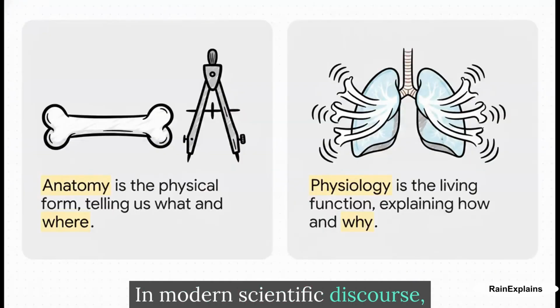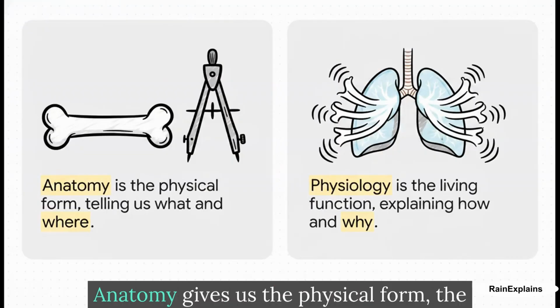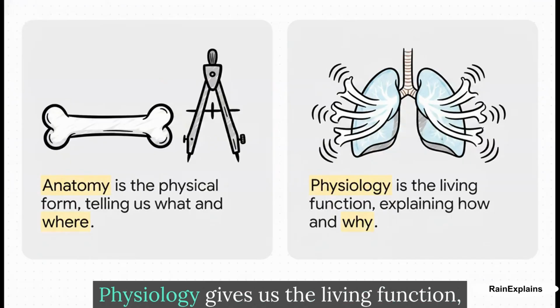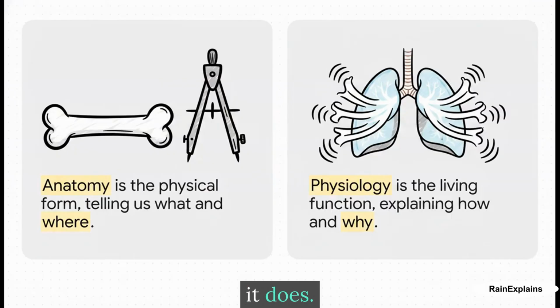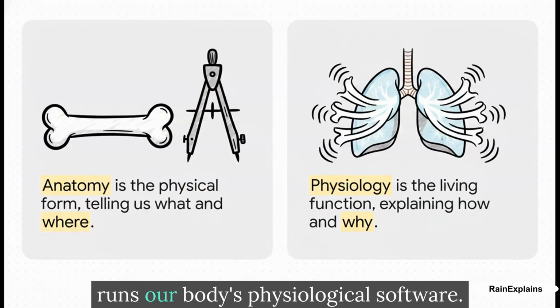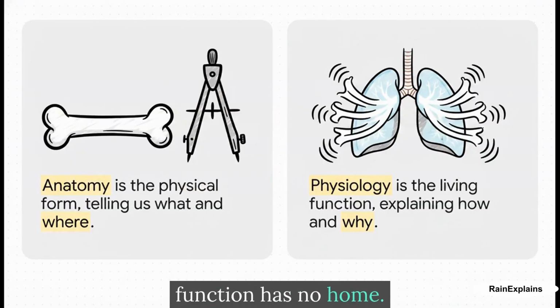In modern scientific discourse, anatomy is completely inseparable from physiology. Anatomy gives us the physical form, the what it is and where it is located. Physiology gives us the living function, the how it works and why it does what it does. Systemic anatomy is essentially studying the complex hardware that runs our body's physiological software. Without the structural map, the function has no home.